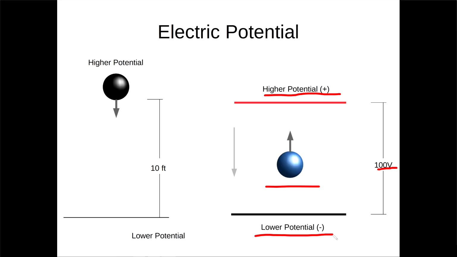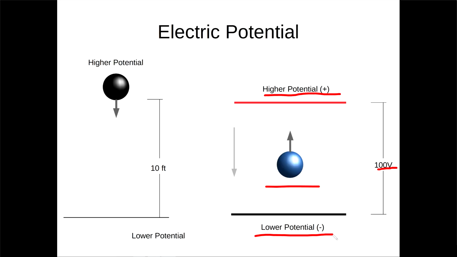Electric potential is a relative quantity. Voltage has to be relative to two points. You can't just say one point is at some potential. It has to be between two points. I'll discuss that more in my electric potential or voltage video, but for now I just want to give you guys this idea.